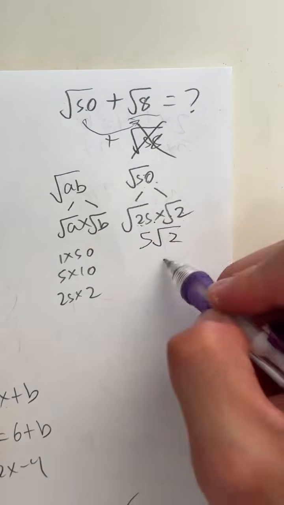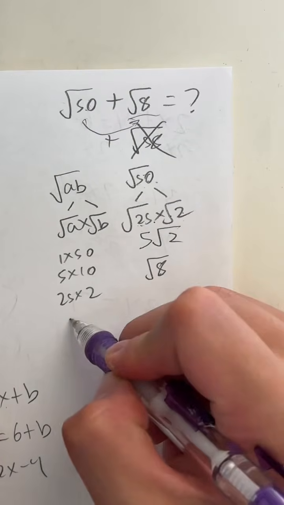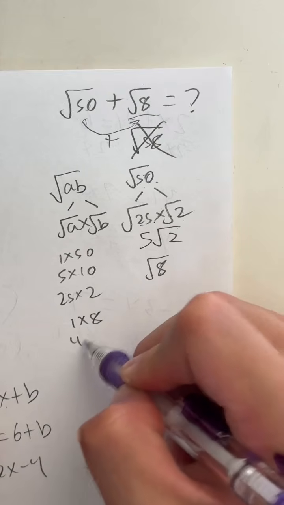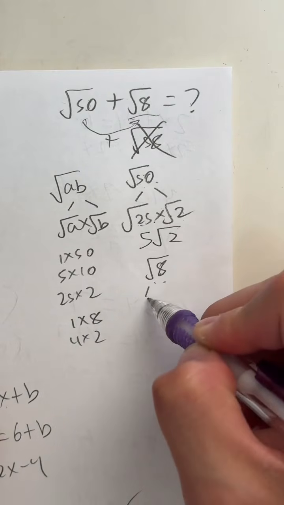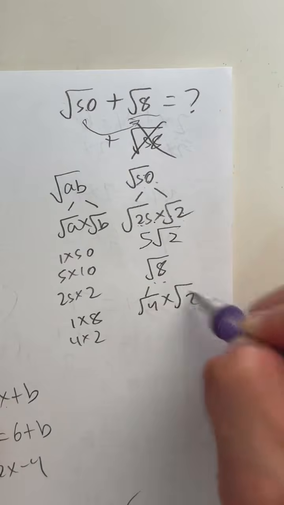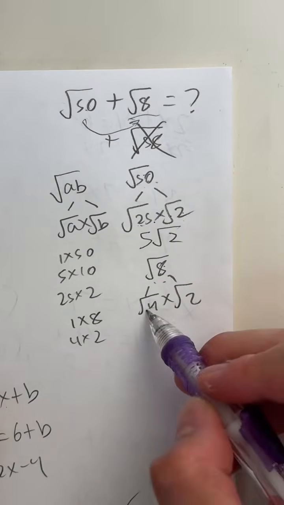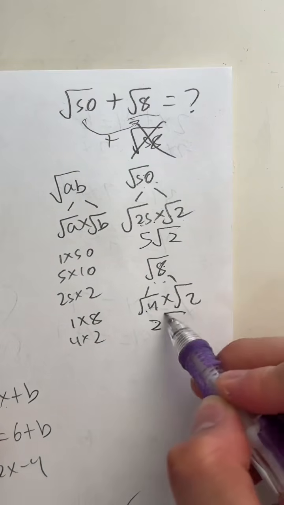Now I'm going to do the same thing for the square root of 8. What are some factors of 8? It's going to be 1 times 8, but most importantly, 4 times 2. So the square root of 8 just becomes the square root of 4 times the square root of 2. 4 times 2 is 8. And then the square root of 4 is just equal to 2, so it gives me 2 root 2.